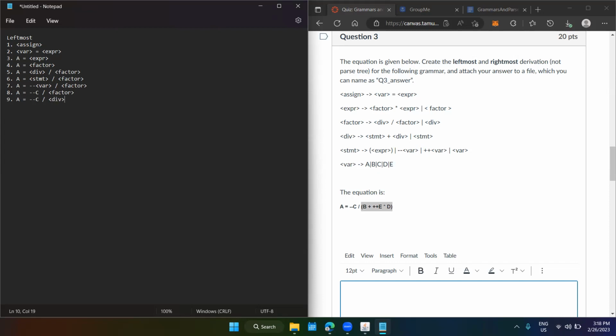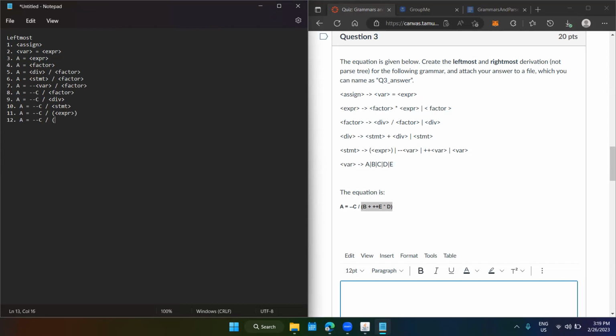God, this is the worst part. Points to div. Then div points to statement. Then statement points to parentheses expression.